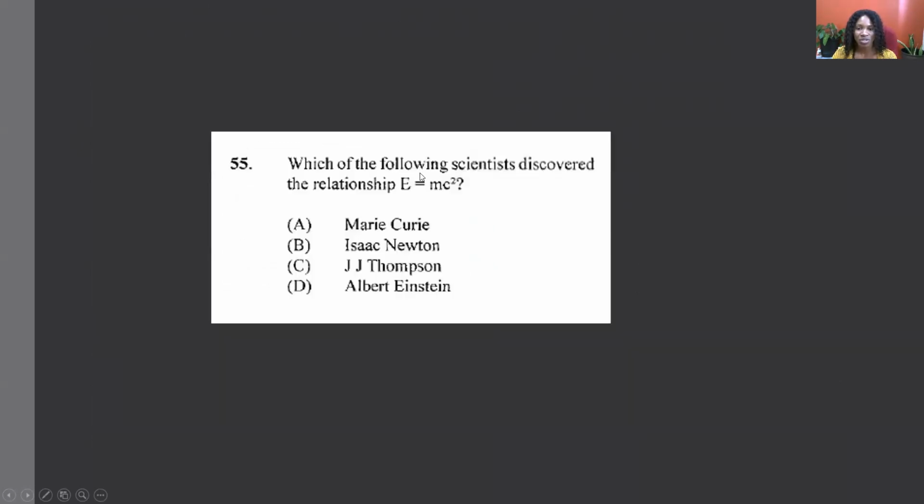All right, it says, which of the following scientists discovered the relationship E is equal to mc squared? And the answer for this would be Sir Albert Einstein.